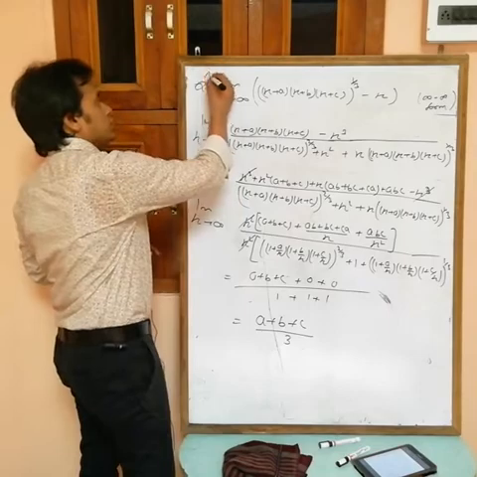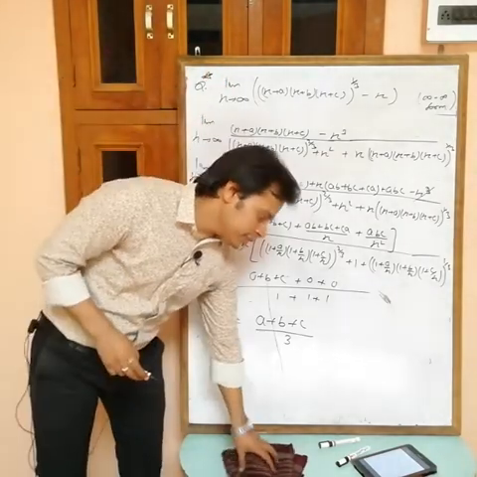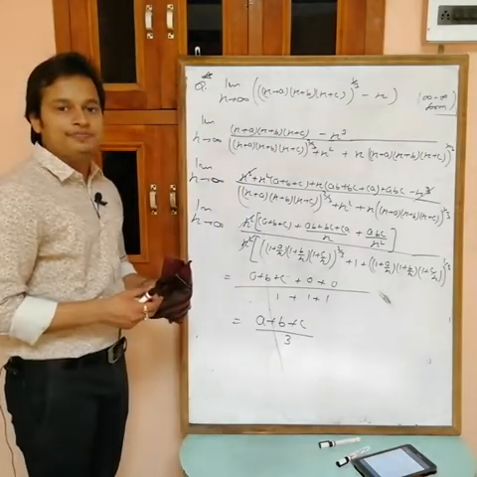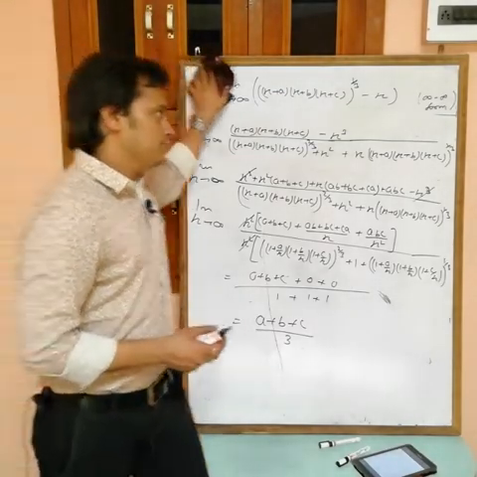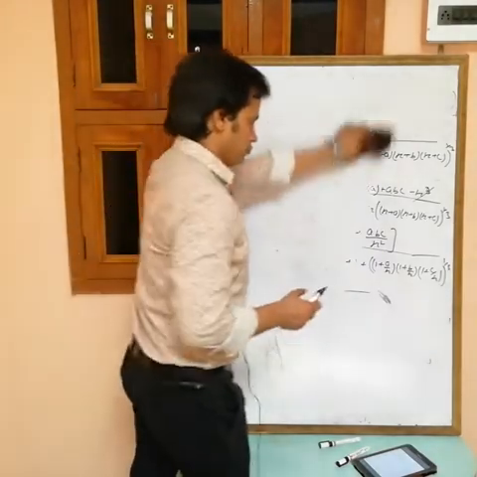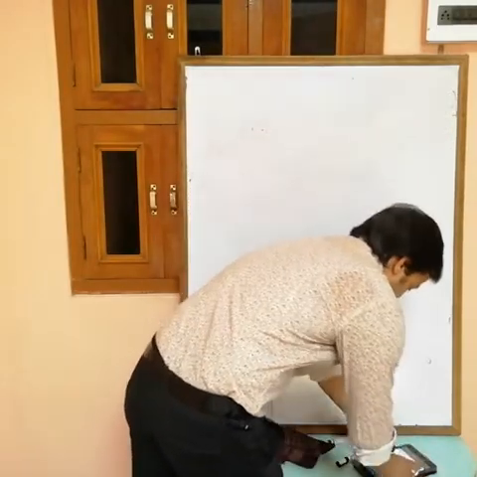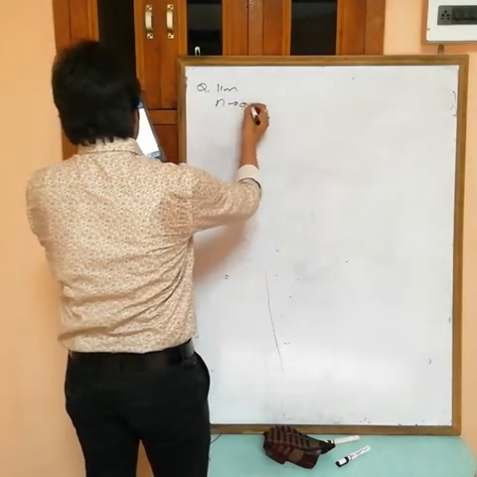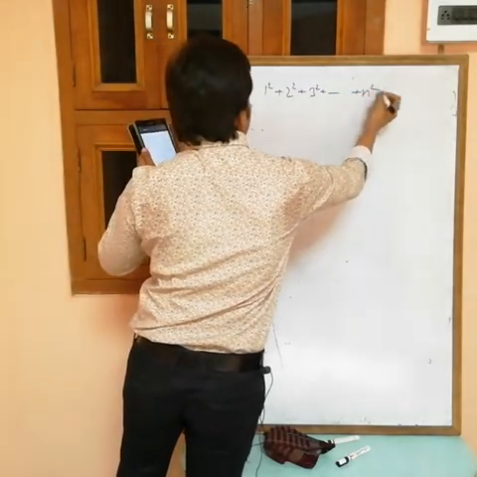Okay, this one is also important. Okay now, write down. Next, limit n tending to infinity, 1 square plus 2 square plus 3 square up to n square by n cube.